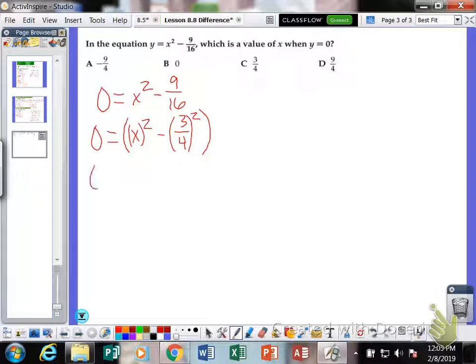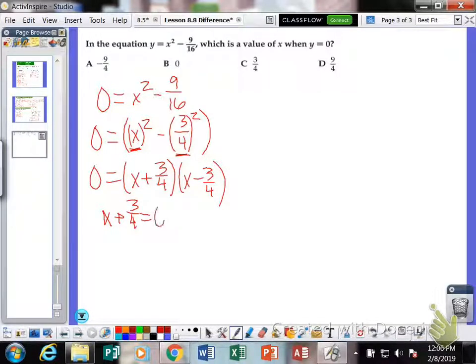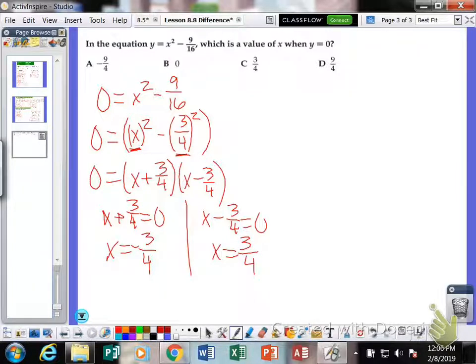squared. Now to rewrite it in our fully factored form, we're going to take what is in our parentheses. So 0 equals x plus 3/4 and x minus 3/4. This is equal to 0, so we just have to set both equal to 0. So x plus 3/4 equals 0, and x minus 3/4 is equal to 0. X would equal negative 3/4, and x would equal positive 3/4. We only have positive 3/4 up here, so C would be our answer here.